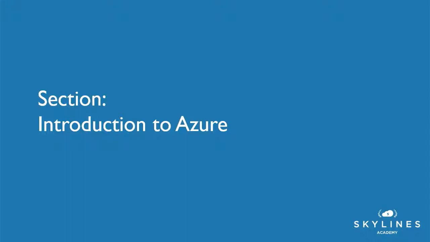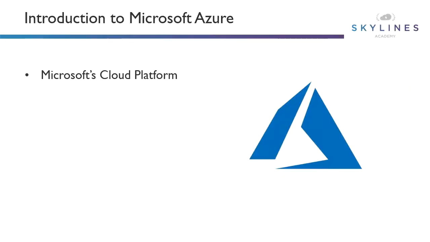Let's get started and talk about what is Azure. Azure is Microsoft's cloud platform, and it offers a variety of solutions that you can build upon. These include infrastructure as a service, platform as a service, and software as a service. You might also hear these referred to as IaaS, PaaS, and SaaS, respectively. We're going to talk about each one of these solutions further throughout this course.